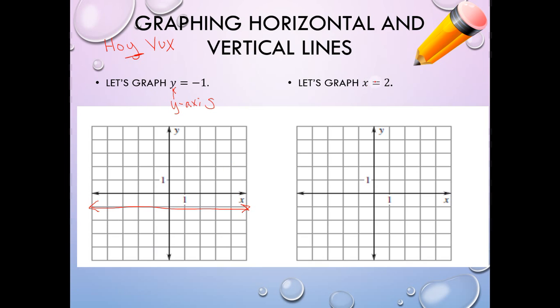This one, x equals 2. So my x is related to my v, and my v stood for vertical. So I'm going to have a line that's crossing the x-axis at 2, and it's a vertical line. So I'm going to find 2, and I'm going to graph a line at 2. So that is the equation, x equals 2. That is its graph.